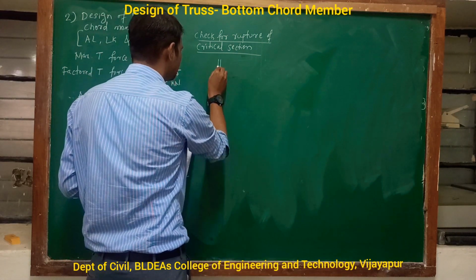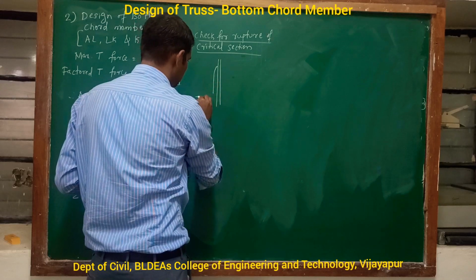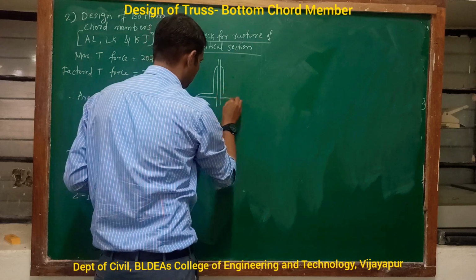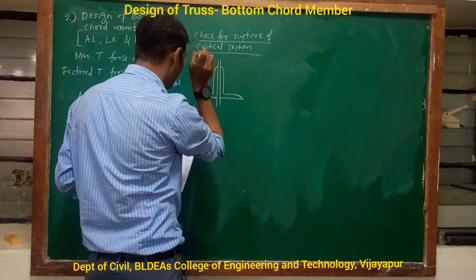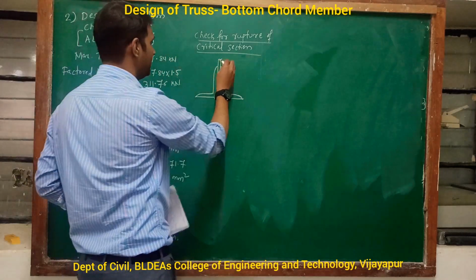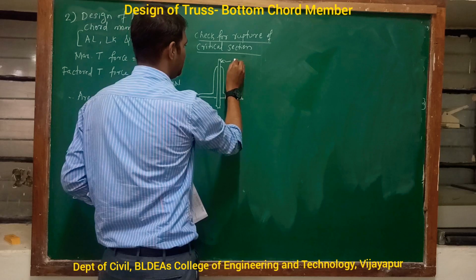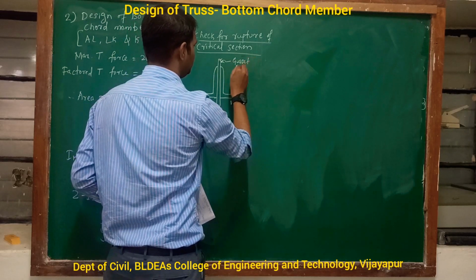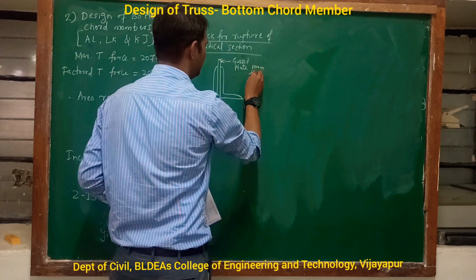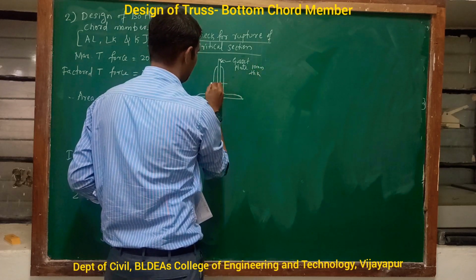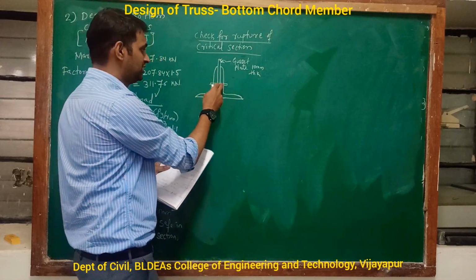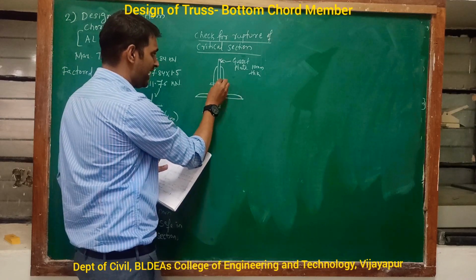Now quickly we'll draw the cross section of the member showing angles back to back. So this is the two angles ISA 80 by 80 by 6 what we have adopted, and this is the gusset plate, 10 mm thick, and this is where we are providing the bolt connection. So now your bolts will be subjected to double shear across this face and this face.